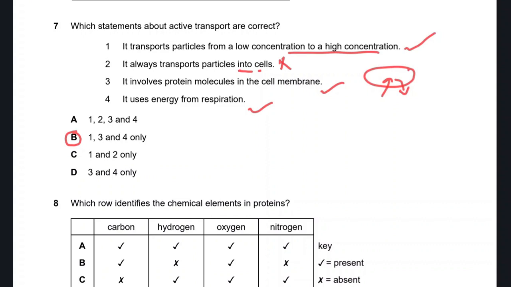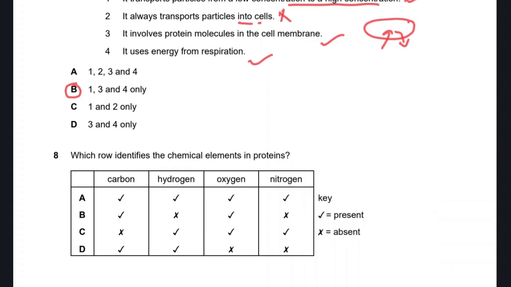Which row identifies the chemical elements in proteins? Carbon, hydrogen, oxygen, and nitrogen. They are present in proteins.